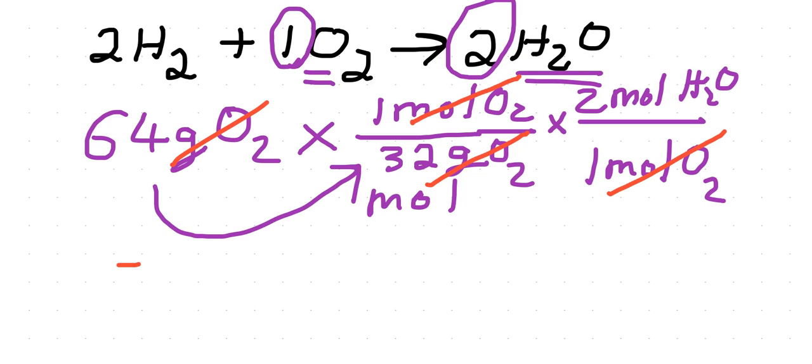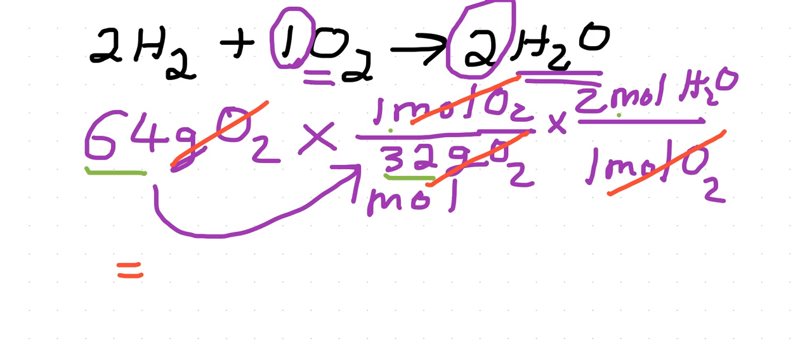At the end, I just put everything into the calculator. I can just take 64 times 1 times 2, divide that by 32. This is an easy calculation because you don't really have to use a calculator in this case. 64 divided by 32 is 2. 2 times 2 is 4.